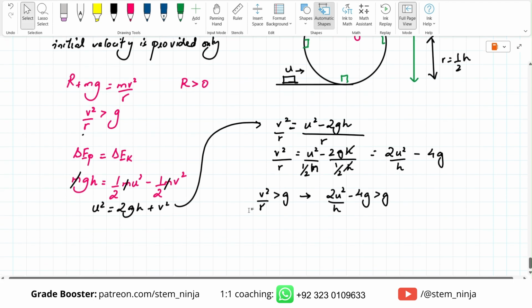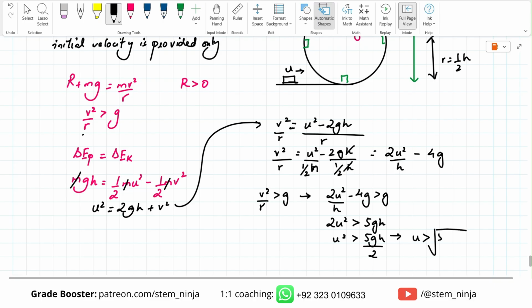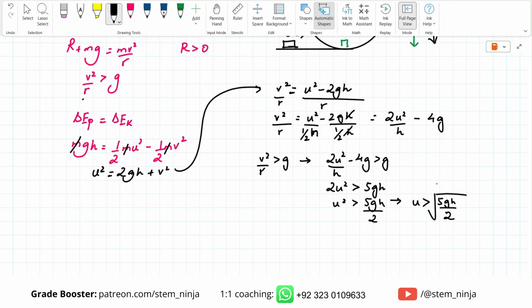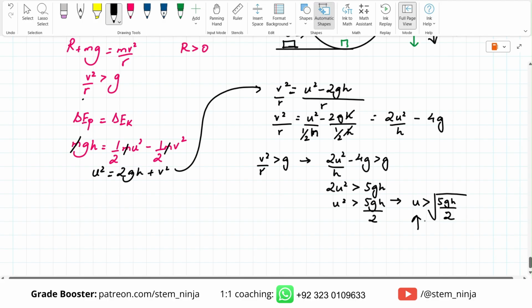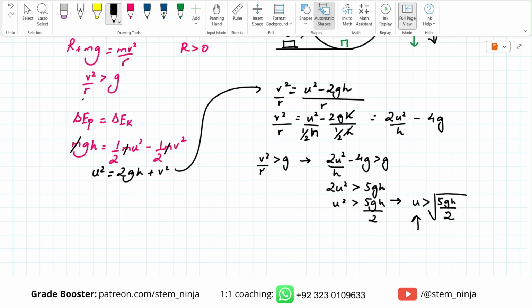So when you simplify this, this becomes 2u squared greater than 5gH. H goes on this side. So u squared would be 5gH over 2. Therefore, u would be greater than square root of 5gH over 2. I hope I did not make any mistake over here, but otherwise this is what it would look like, that our initial velocity has to be greater than this square root value for the object to remain in contact with the loop.